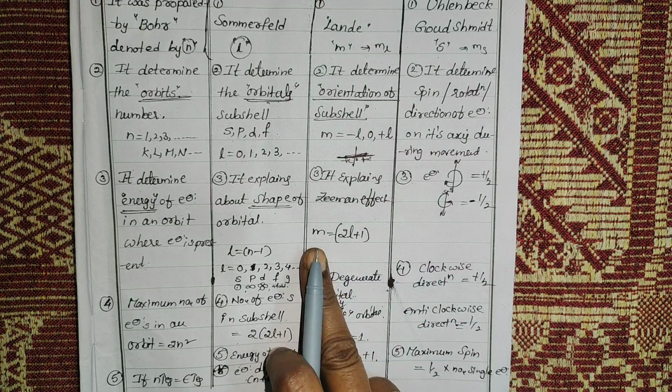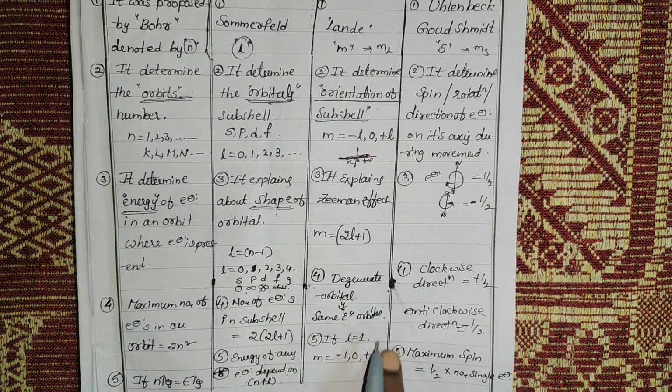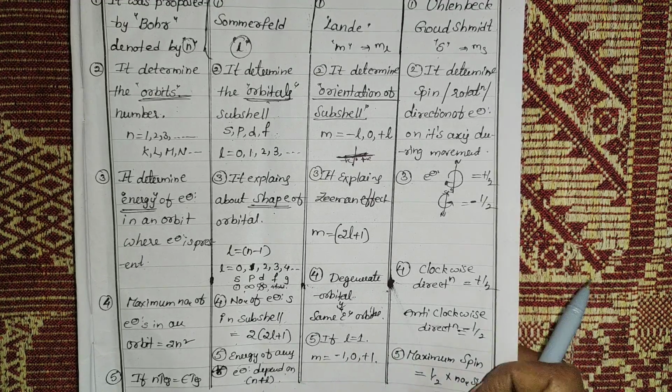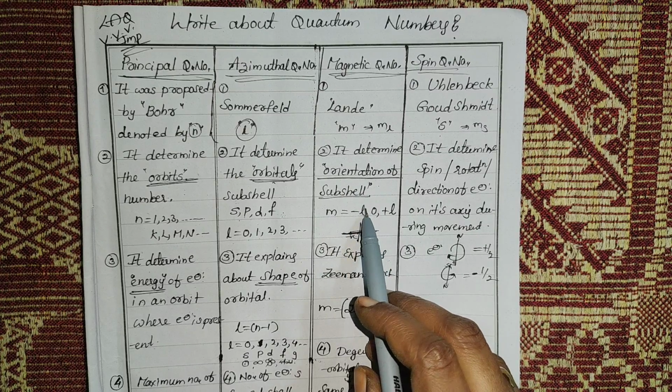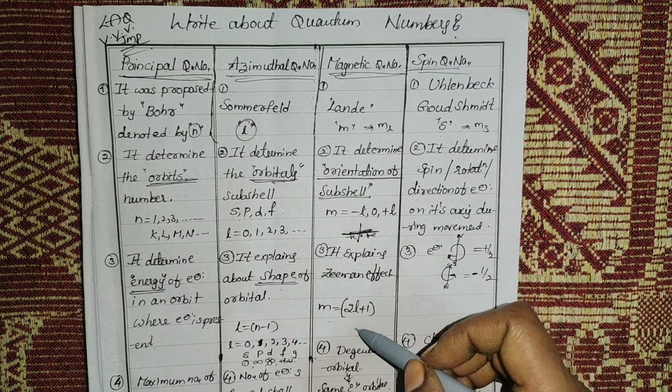The number of values of the magnetic quantum number m equals 2l plus 1. These are degenerate orbitals, having the same energy. If l equals 1, then the m values are minus 1, 0, plus 1. This is about the magnetic quantum number. Its main duty is to determine the orientation of the subshell. Main formula: m equals 2l plus 1.